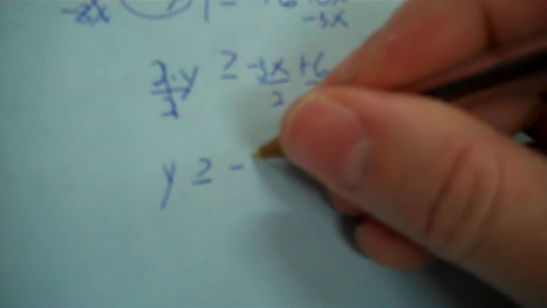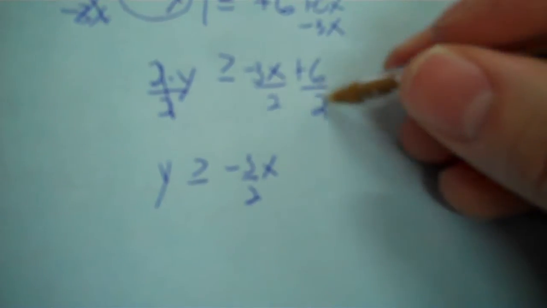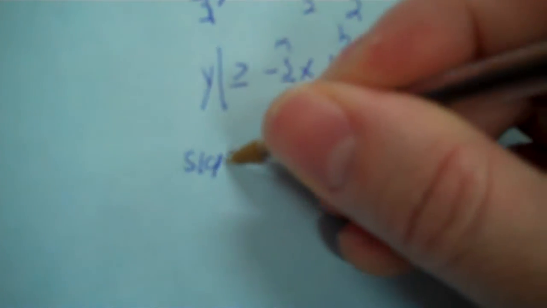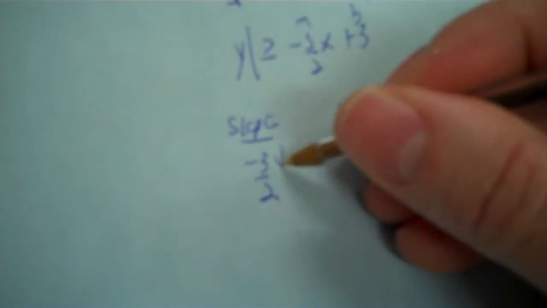Negative 3 divided by 2 is a decimal, so no decimals. So I want to keep it the fraction negative 3 over 2x, and then 6 divided by 2 is 3. Now you got your m, you got your b. You can use the slope y-intercept to graph it. So the y-intercept's positive 3. Negative 3 over 2, positive 3. So 3. Then down 3 over 2. Down 3 forward 2.